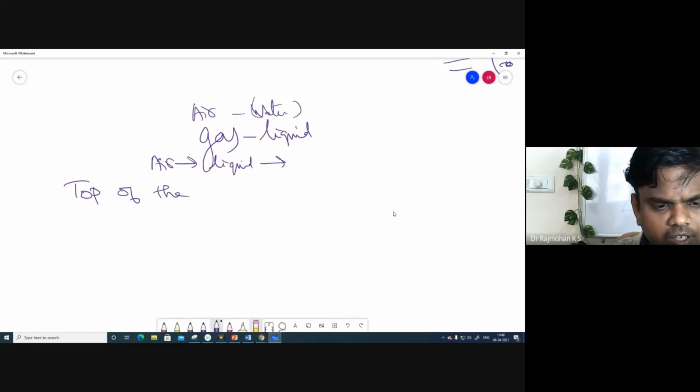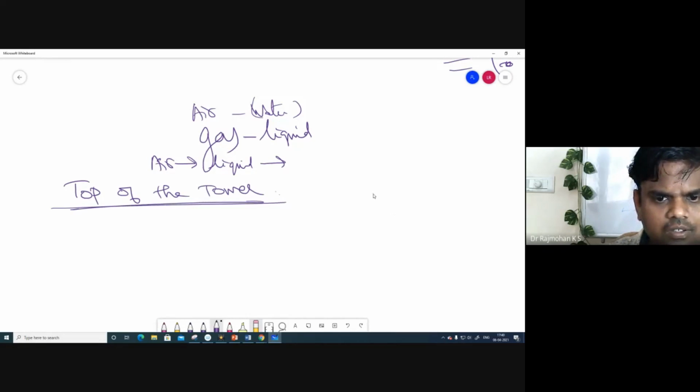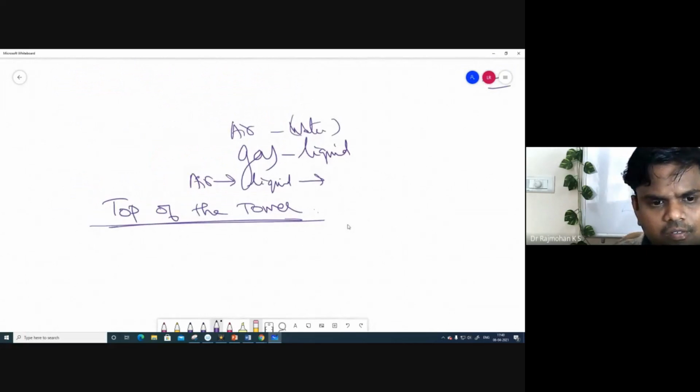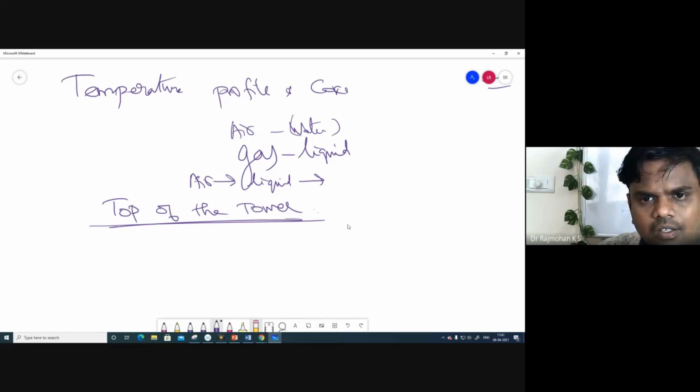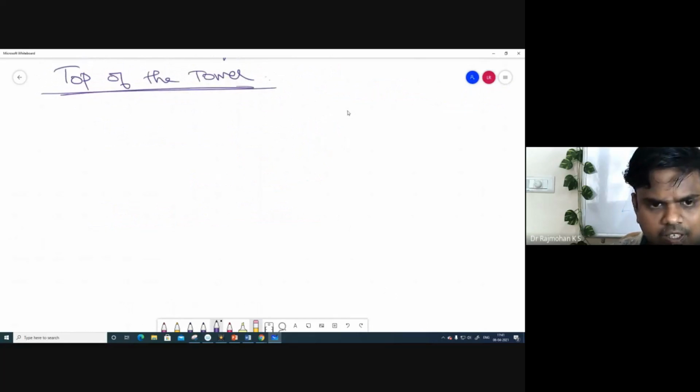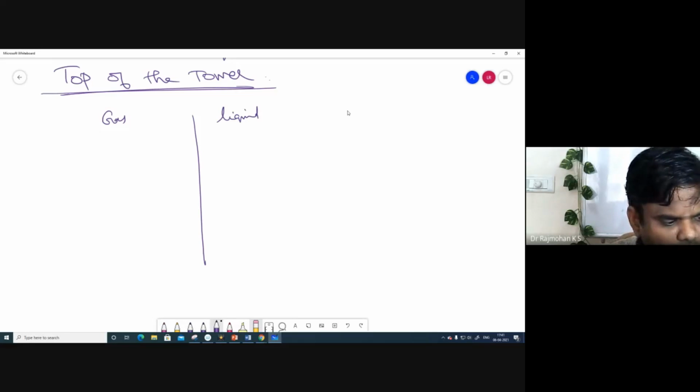What is taking place at the top of the tower? We are considering a counter-current cooling tower. At the top of the tower, what is the temperature? We are drawing and explaining the temperature profile and concentration profile. What is happening at the interface? We have an interface between gas and liquid.